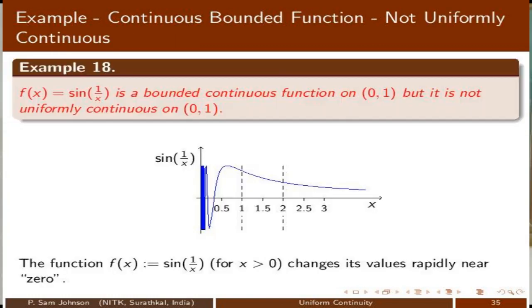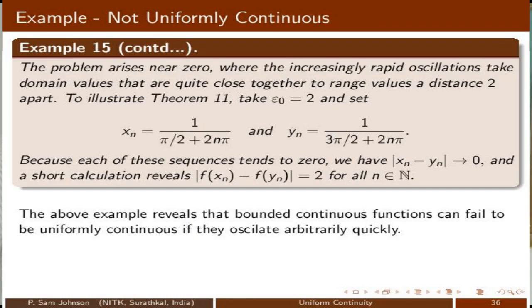Similarly, the function sine of 1 by x is a bounded function as well as a continuous function on the open interval 0 to 1, but it is not uniformly continuous on 0, 1, because this function changes its values rapidly near 0. So it oscillates between minus 1 and 1 near the origin. One can prove sine of 1 by x is not uniformly continuous by constructing two sequences and taking epsilon naught as 2.